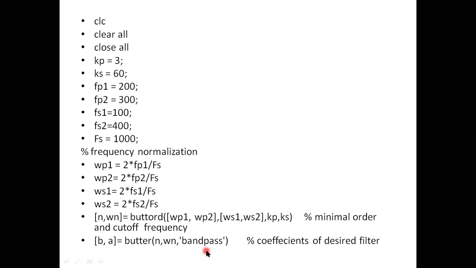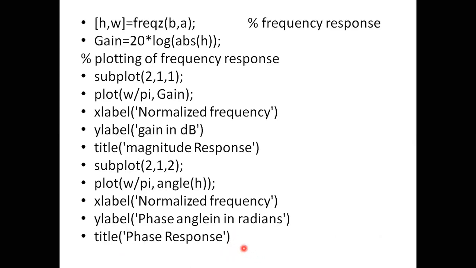And since I am designing this filter as a band pass filter, I have written here band pass. For low pass filter, write here low. For high pass filter, write here high. For band pass filter, write here band pass. And for stop band filter, write here just stop, S-T-O-P. So only this you need to change in your system for different filters. So when you run up to this command, you will get the order, cutoff frequency, and the coefficients B and A of your desired filter.